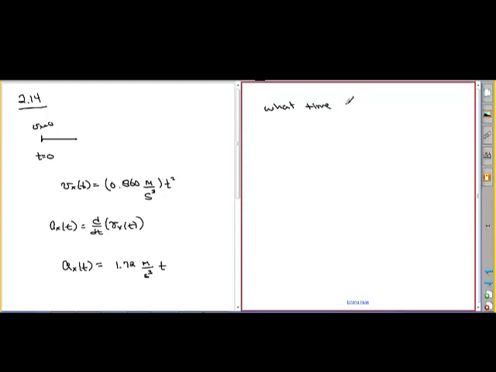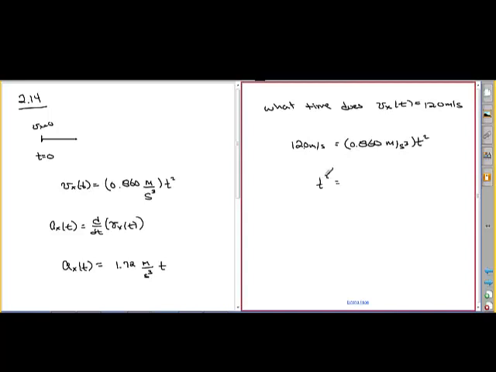What time does v sub x of t equal 12 meters per second? Meters per second, not meters per second squared. Okay, so I just put 12 on the left-hand side, 12 meters per second, and they probably say 12.0 because they want to keep 3 significant figures. So you get 12.0 is equal to 0.860 meters per second cubed times t squared.